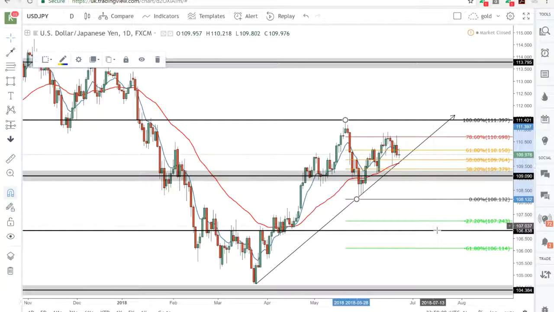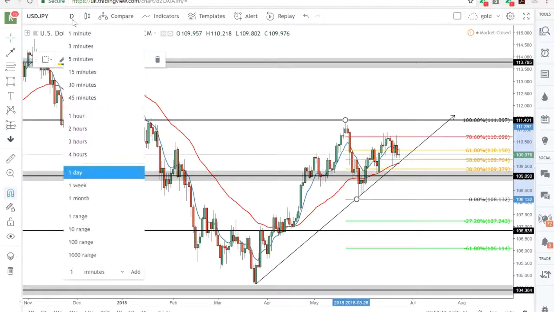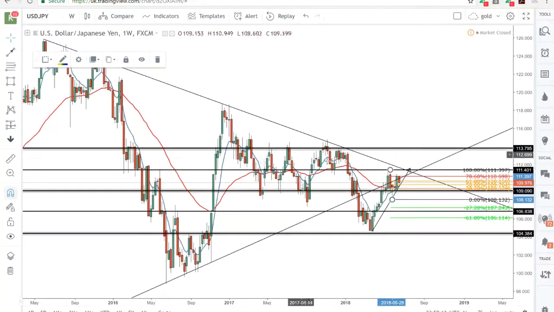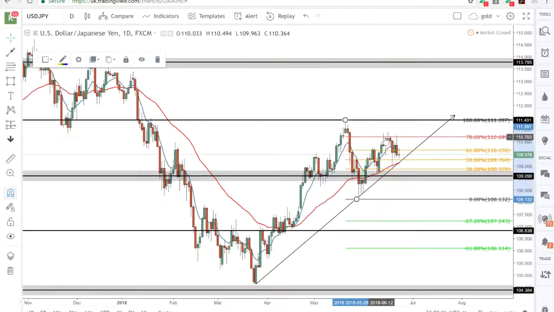But if we switch back to the weekly for a second, you can see that it all kind of lines up. So this monthly trend line that we've got there going up, and the retest, it lines up with the 78.6. So with trading Forex and entering positions, it's all about building up confluences, building up, I guess, reasons to enter the market.